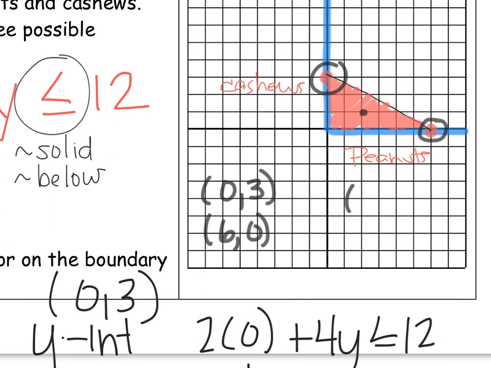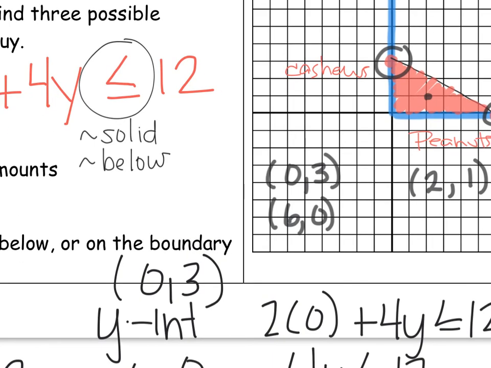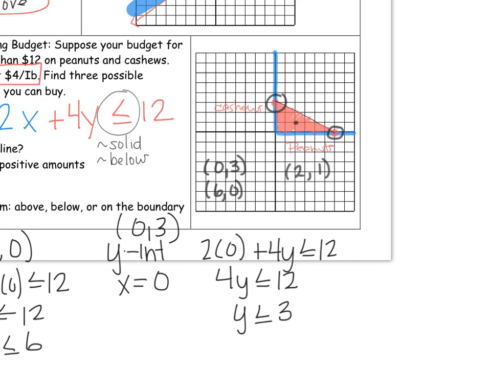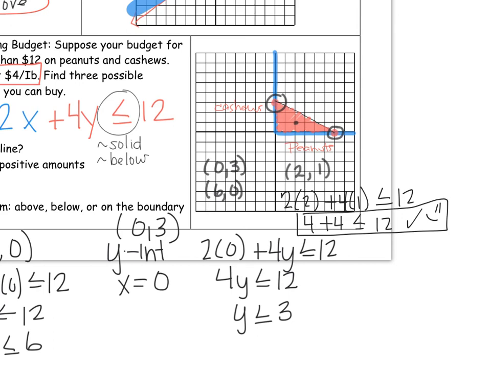So if I buy 2 pounds of peanuts, I can buy 1 pound of cashews. Is that still going to keep me less than $12? It is. I can just plug them in and figure that out. If I put in 2 for x and 1 for y, is that going to give me less than $12? Well, I get 4 plus 4. Is 4 plus 4 less than 12? It is. So I'm just looking for combinations that will keep my total amount of dollars under 12.